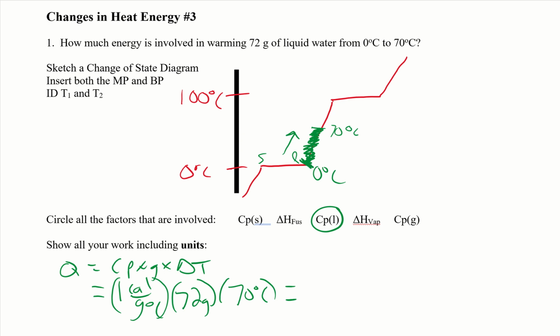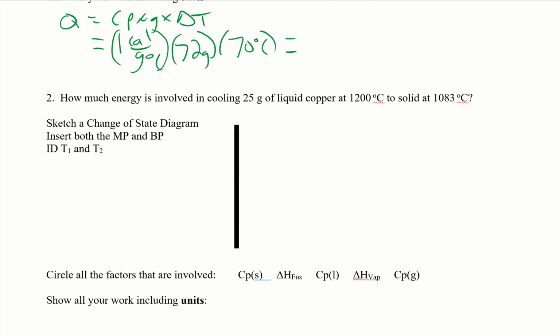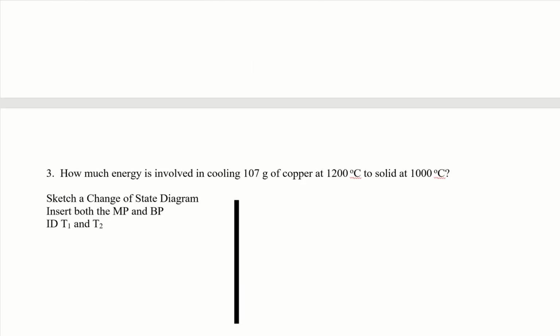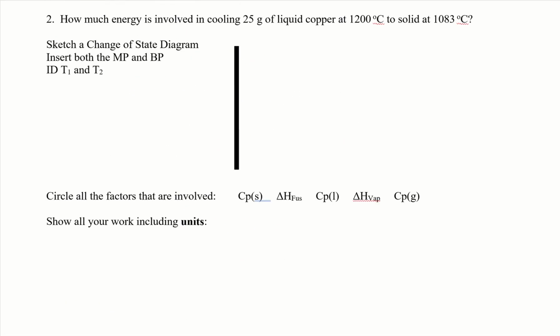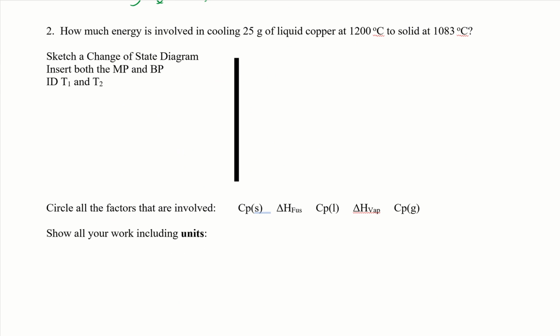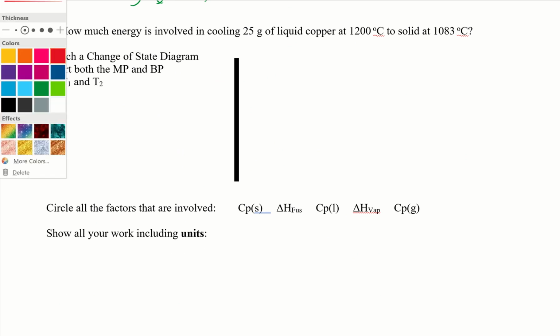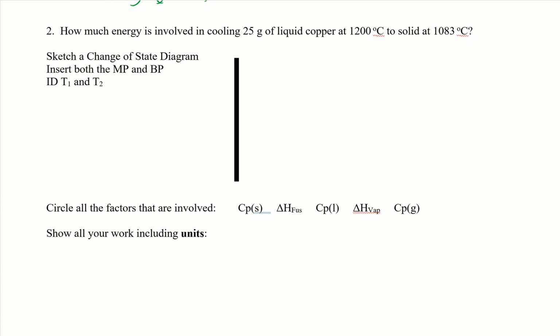Okay, all right, next part. Let's go ahead and I'll help you out with number 2 a little bit. All right, number 2, here's what we're going to be doing for that one. Number 2 says we're starting with 25 grams of copper. We're starting at 1200, and we're going to end at 1083.